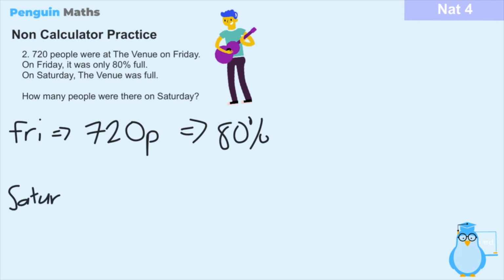But on Saturday, we want to figure out how many people were there. But we know that it was 100% full. So in order to figure this out, since we know what 80% is, what I would do is figure out what 1% is. And we can do that by dividing 720 by 80. And once we have 1%, we can then multiply that by 100, and that will give us what the venue was full or at 100% capacity.